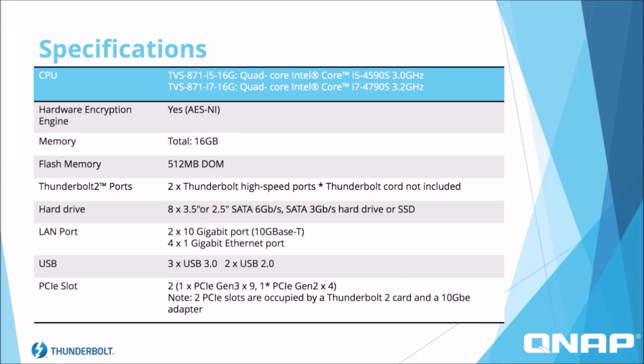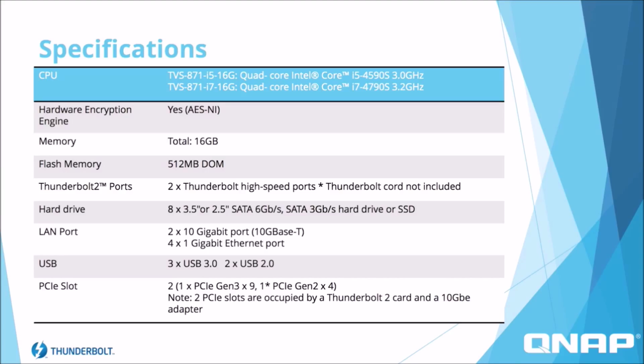So now let's look at the specifications. What's inside of the system that makes it so unique and powerful? Let's look at the systems that we talked about. They come with an i5 16 gig quad-core Intel processor or an i7 16 gig quad-core Intel processor. So let's look at hardware encryption. Yes, it comes with hardware encryption. Memory, 16 gigs. Flash memory, 512 megs. Thunderbolt 2 ports, it comes with 2 of them.